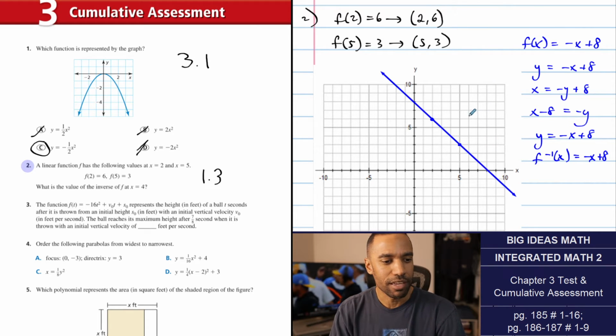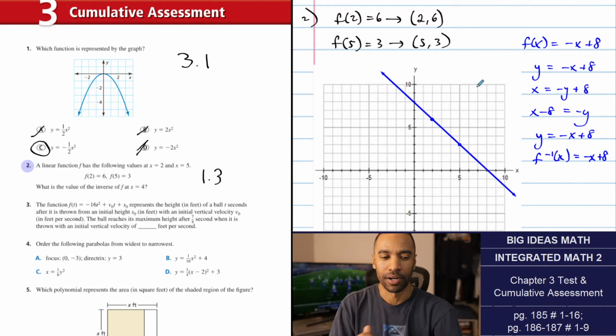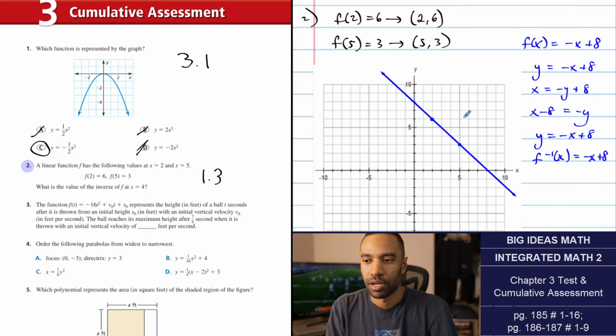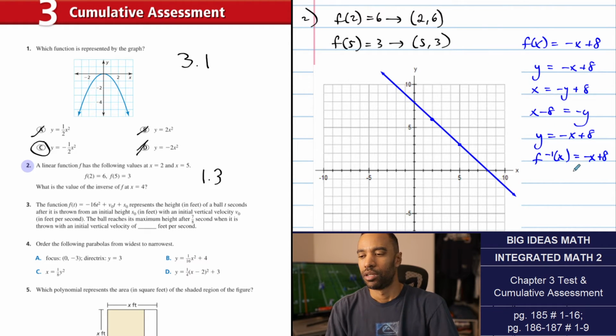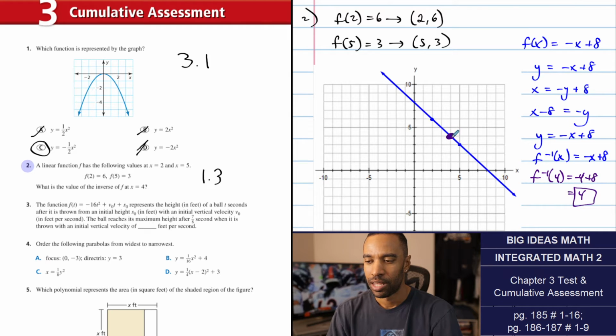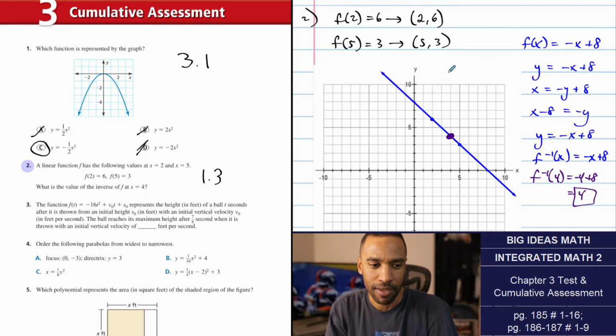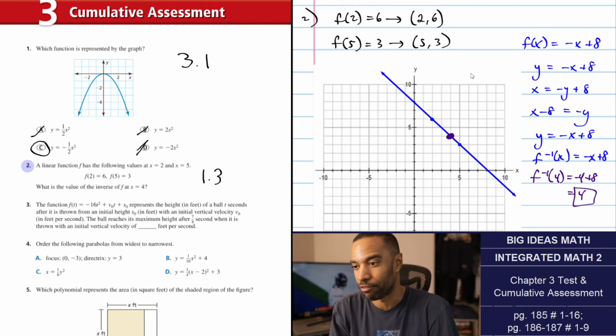Now they say, what is the value of the inverse of f at x equals 4? So I want to make sure that I substitute 4 into here. So inverse of f of 4 is -4 plus 8, which is 4. It's going to be the same answer no matter what. Kind of a screwball-y question, because if they said, what is the value of f at x equals 4, you'd still get 4. So it doesn't really matter, but that's what we got.